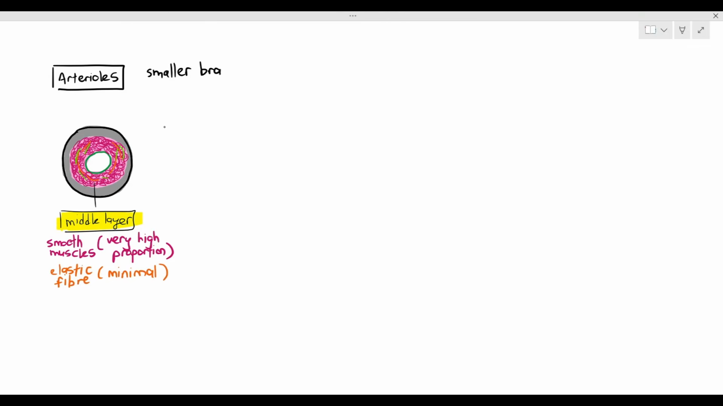And last but not least, we also have the arterioles. As a reminder, arterioles are smaller branches of arteries. They are like arteries, but they are extremely small, by the way, in their size. And they have a very, very high proportion of smooth muscles in their middle layer or middle section. First question, why are they extremely small?